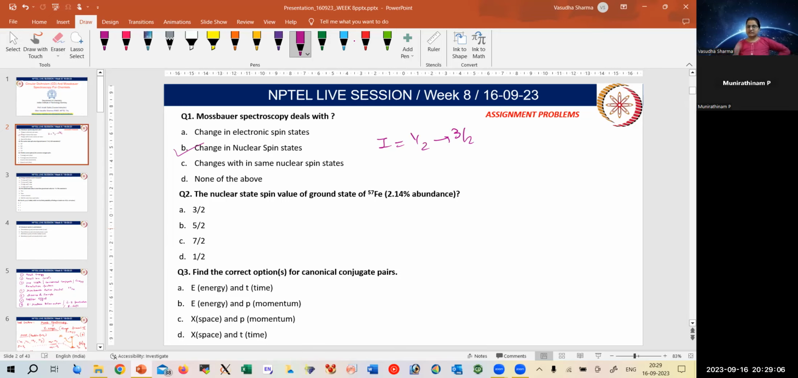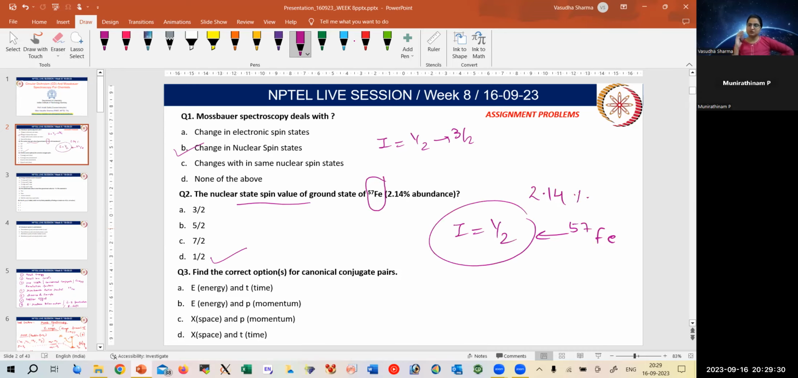The nuclear spin value of ground state iron 57. So we have given this Mossbauer active iron 57. So what is its I value in the ground state? Is it 3 by 2? D, ma'am, 1/2. Yeah, right. So when we have this naturally abundant iron 57 that is having an I value of 1/2, when we take it from the cobalt source, that radioactive source, then only we were able to have a 3 by 2.